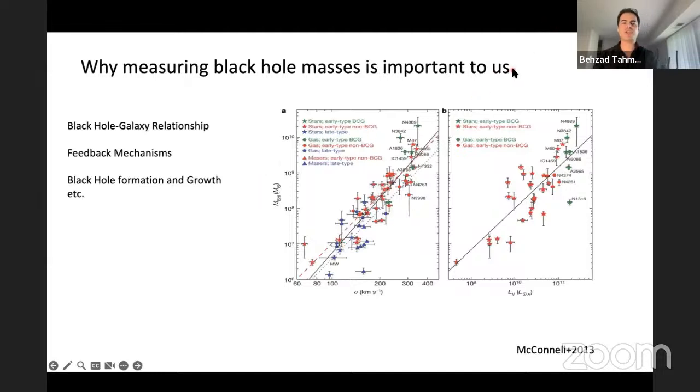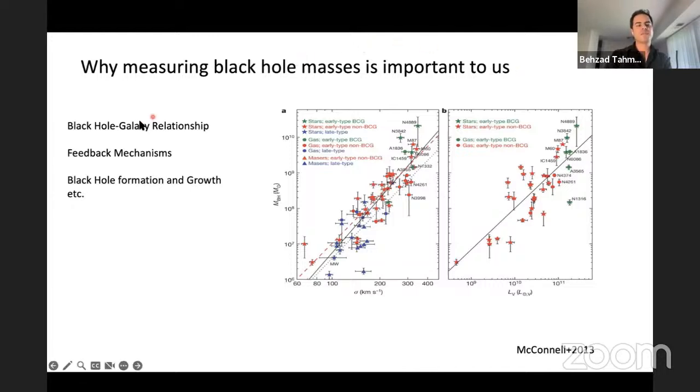So why is measuring the mass of the black holes important? There are lots of projects going on to try to detect and constrain the mass of the black holes in the center of the galaxies. And the question would be why detecting and measuring the mass of these black holes in the center of the galaxy is very important to us. There are lots of reasons. I can talk about a few of them.